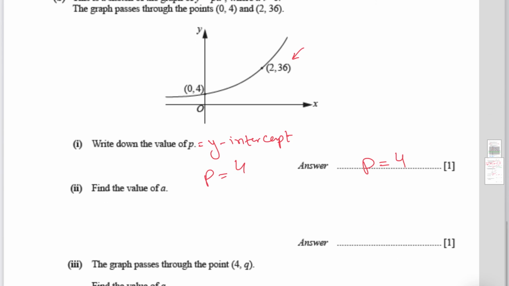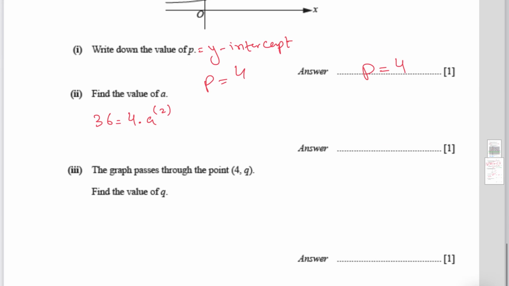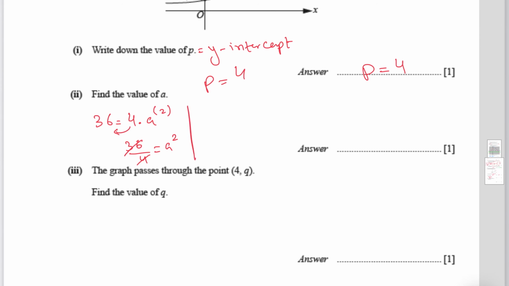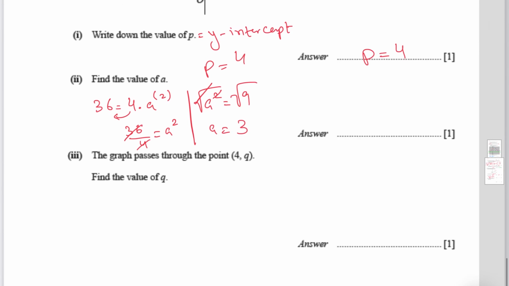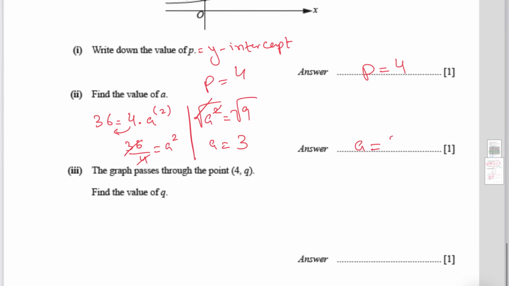Since we have the value of p, we write 36 equal to 4 times a to the power of 2. So 36 gets divided by 4. So you do 36 over 4 equal to a to the power of 2. Then you have a squared equal to 9. Then you find the square root on both sides. This gets cancelled out with this. So a comes out to be 3. So the value of a is 3.